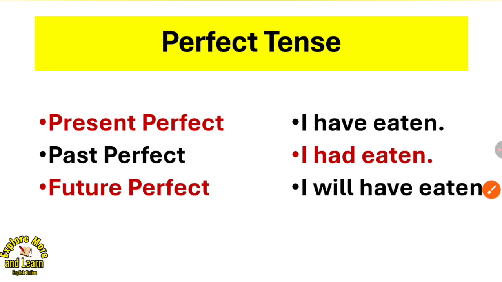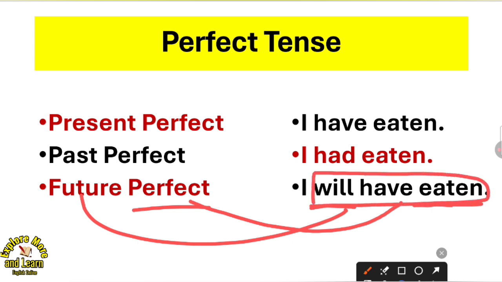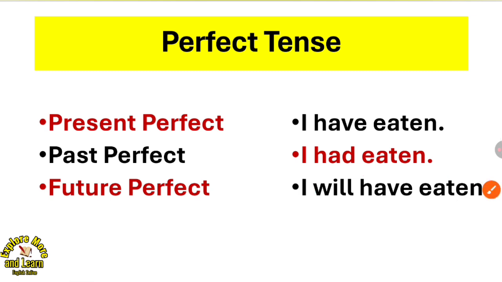Now we will change the same sentence into future perfect. This will be I will have eaten. Here you will take will because of future, but for perfect you will take have and the third form of the verb. So the same structure, will have plus third form of the verb, will be followed for all kinds of subjects, whether they are plural or singular. He will have eaten, she will have eaten, I will have eaten, like that.